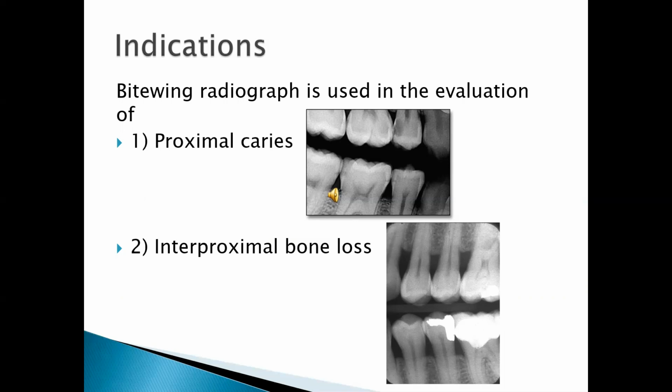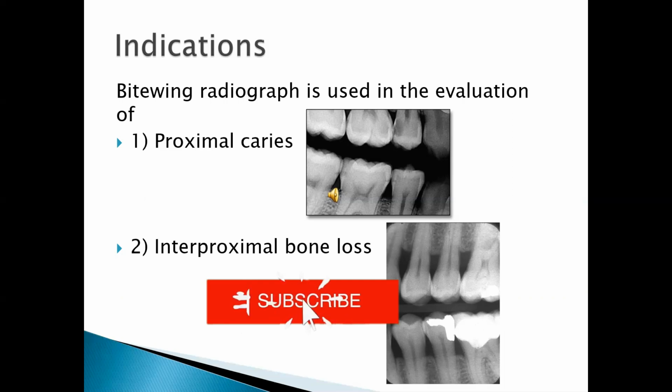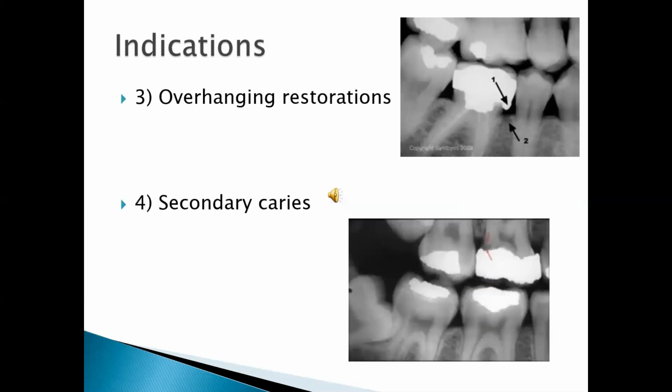Second one, you can see interproximal bone loss. And bite wing can be pretty useful in this situation. Remember, the second one, they have taken a vertical bite wing. Now here are 2 other indications.